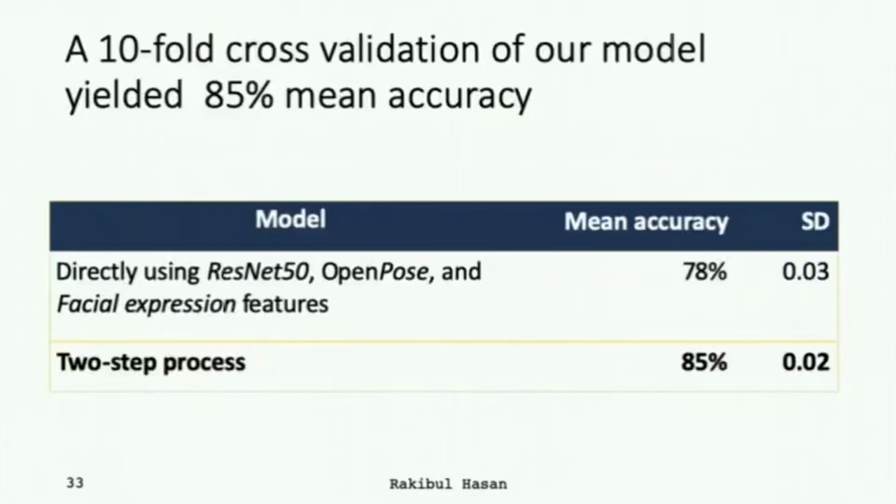This two-step classification procedure resulted in 85% classification accuracy. We built several other models for comparison. For example, another model trained directly with features extracted from ResNet, OpenPose, and emotion detection models yielded 78% accuracy. We hypothesized that the high-level features contain information more pertinent to the classification of subject and bystander with less noise compared to the features from which they were derived. Thus, the two-step procedure resulted in higher accuracy.